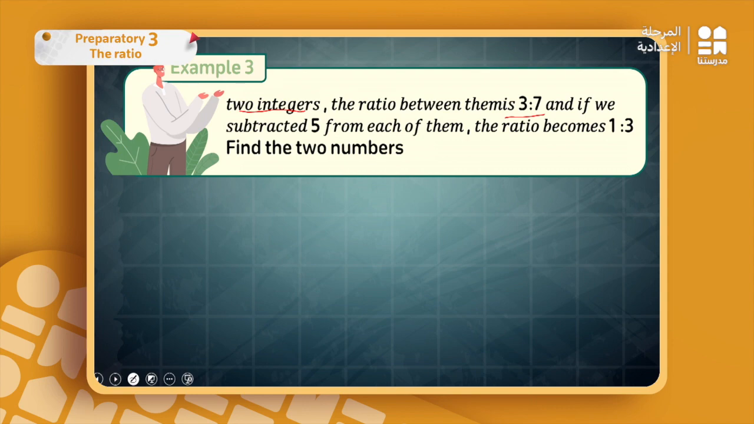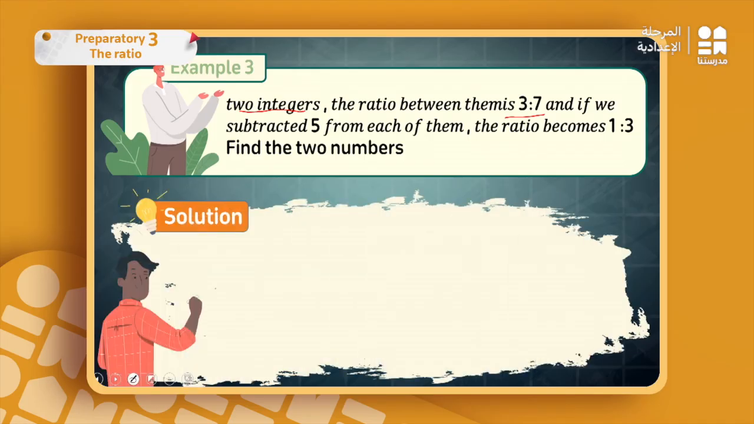Find the two numbers. طيب في السؤال ده لما يكون السؤال بادئ ب two integers or two numbers, consider the two numbers like the ratio. يعني الريشيو عندي في السؤال was 3 to 7. يبقى هنعمل ال two numbers consider them 3x and 7x. Consider the two numbers are 3x and 7x like the ratio 3 to 7.